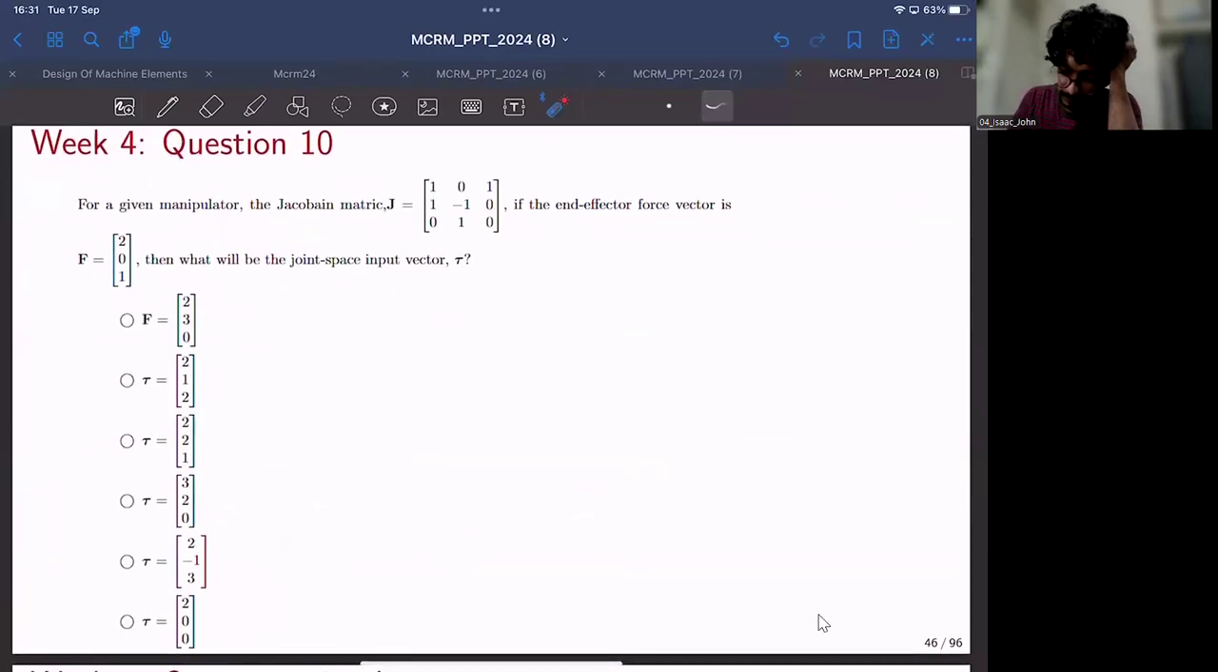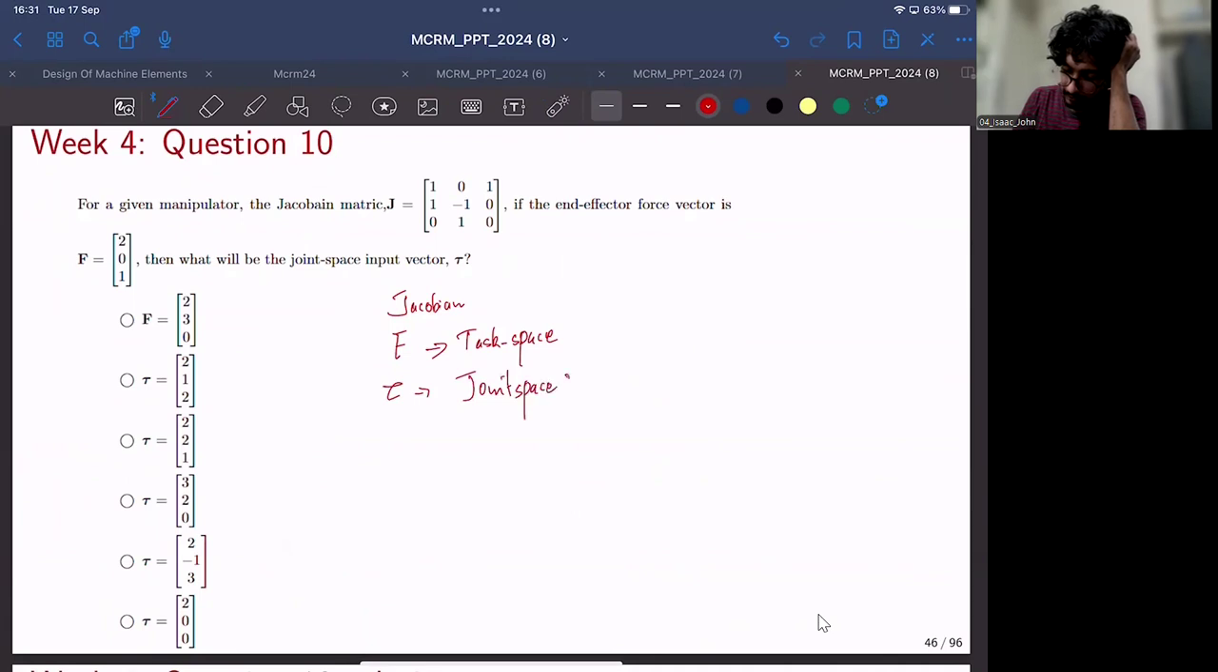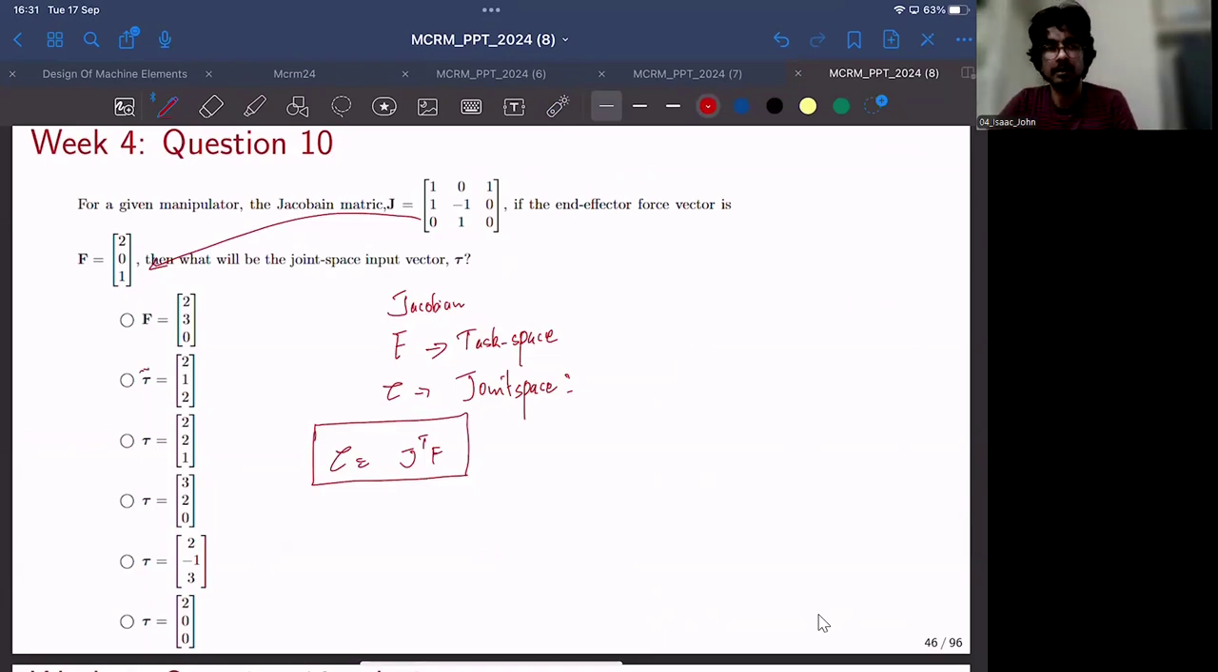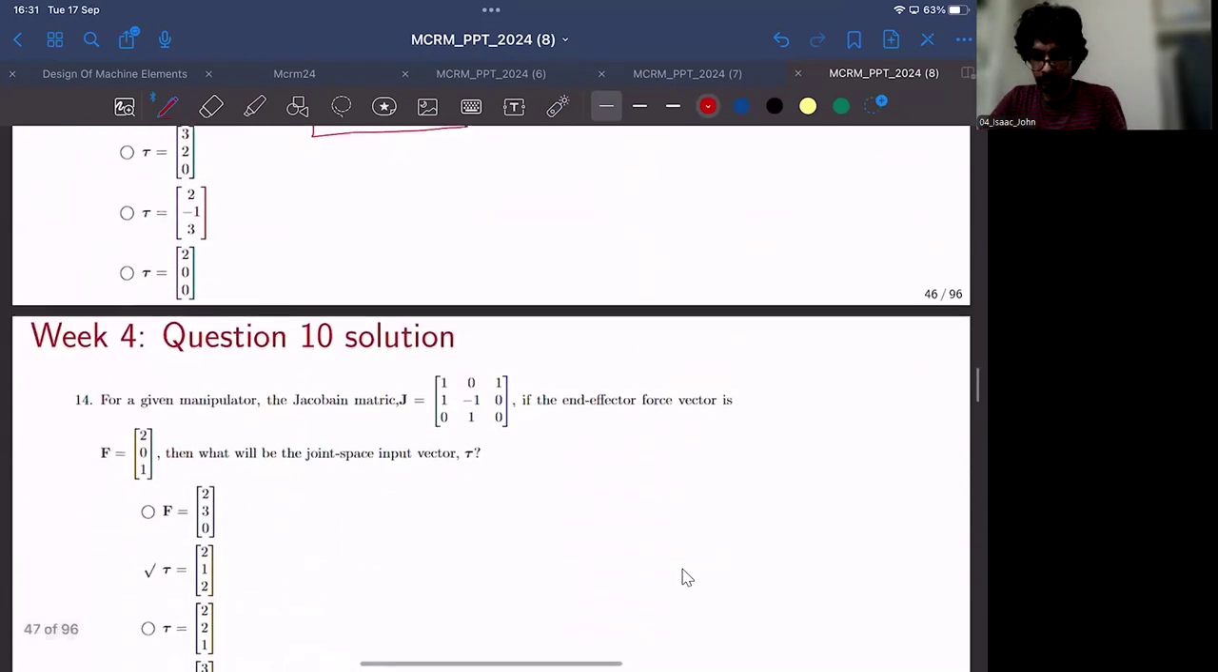If you are given a Jacobian matrix like this, Jacobian matrix is given, the forces on task space is given. You are asked to find out the torque on joint space. And we know from this relation that tau is J transpose F. So you only need to multiply the transpose of this matrix with this to obtain this vector tau. So that is about it.